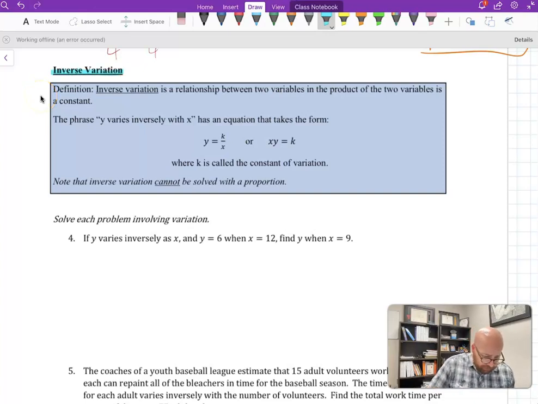Inverse variation. Inverse variation is a relationship between two variables in which the product of the two variables is a constant.